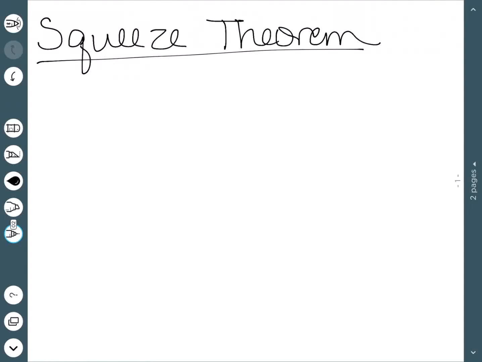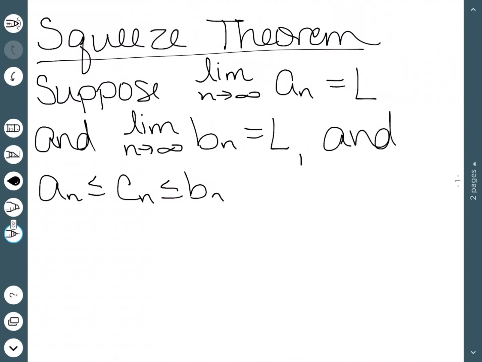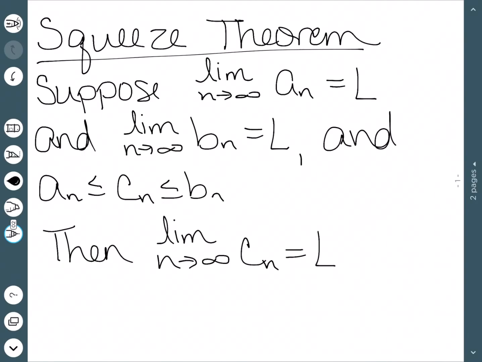We'll now discuss another way to find the limits of sequences called the Squeeze Theorem. First, we're going to suppose we have two sequences, a sub n and b sub n, and both of their limits are the same value, L. We're then going to further assume that we have this other sequence called c sub n that's trapped in between a and b. And then the limit of that middle sequence, that c sub n, has to be equal to L as well. So essentially, we're squeezing this sequence in between two other sequences.